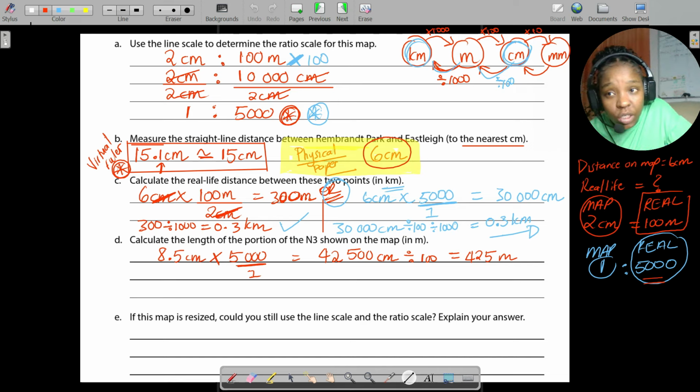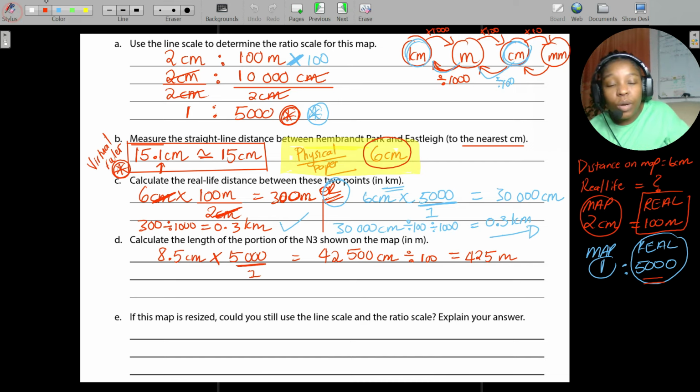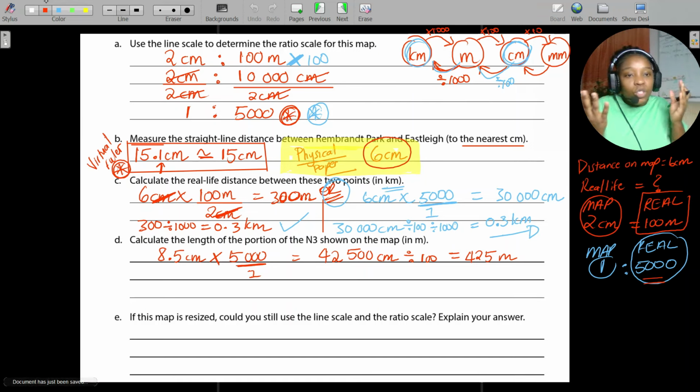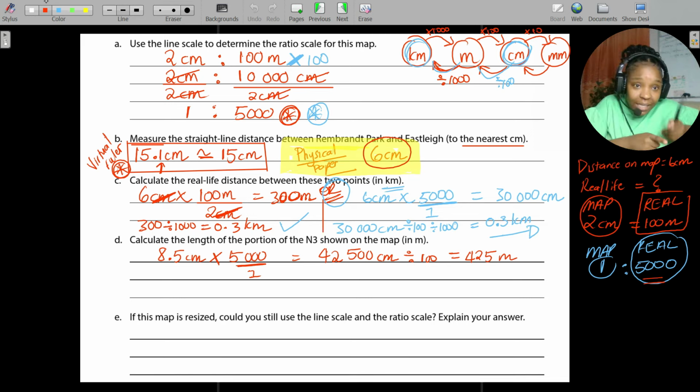Let's have a look at question number E. Now, this is a question where we just need to think about this for a second. If a map is resized, could you still use the line scale and the ratio scale? If you were to resize the map, which scale would you still be able to use? Would it be the line scale or the ratio scale? Remember, if you're resizing a map, let's say you've got a big map or a small map, and you want to print it on bigger paper, there's a scale that's given to us there. Which scale would we still use?